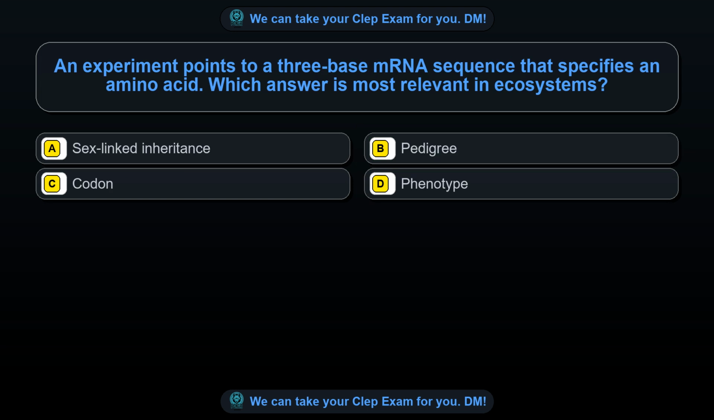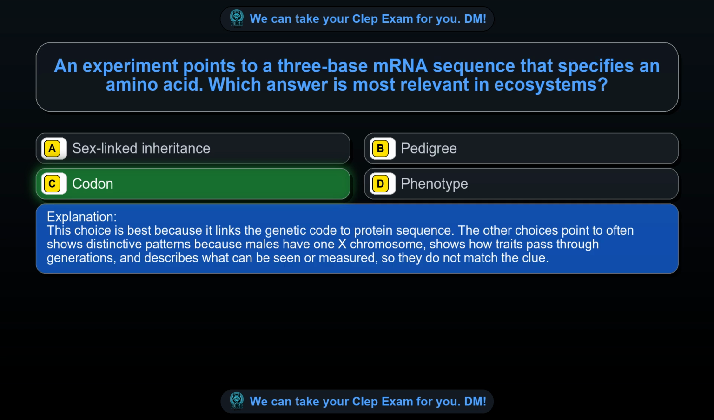Question 33. An experiment points to a 3-base mRNA sequence that specifies an amino acid. Which answer is most relevant in ecosystems? Option A, sex-linked inheritance. Option B, pedigree. Option C, codon. Option D, phenotype. The correct answer is option C, codon. This choice is best because it links the genetic code to protein sequence.